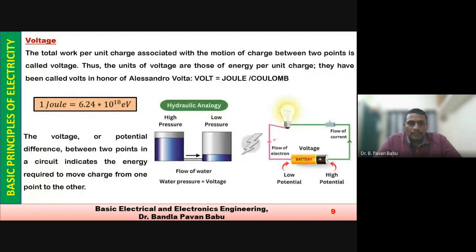Let us come to voltage. What do you mean by voltage? So far I hope you know about charge, atoms, subatomic particles, electrons.